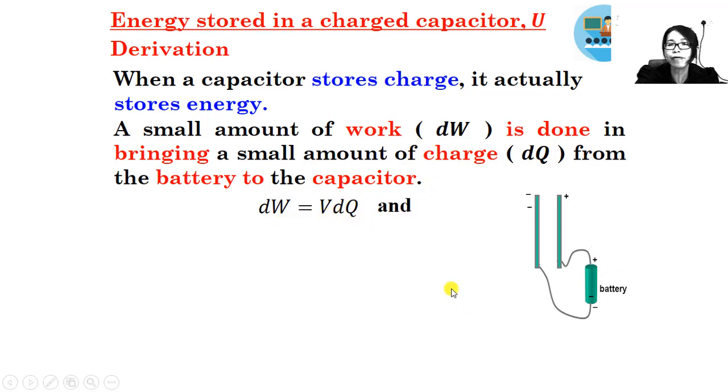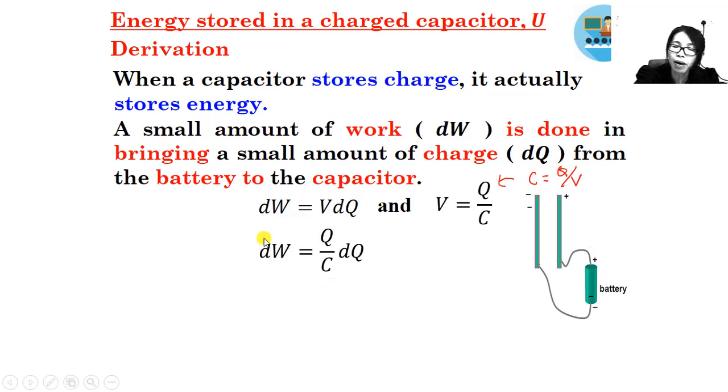And how do we find V? V is Q over C. This comes from the definition: C is Q over V. So we rearrange, we get V is Q over C. So I put it in, and the amount of work we need to do will be Q over C dq. So this is a small amount of work in order to bring a charge to store in the capacitor.